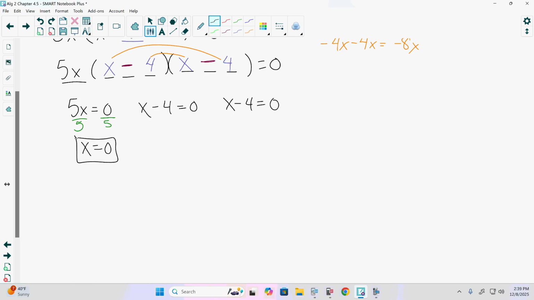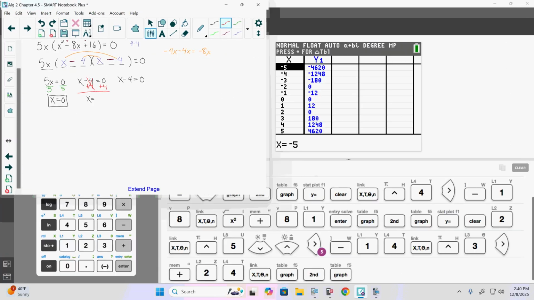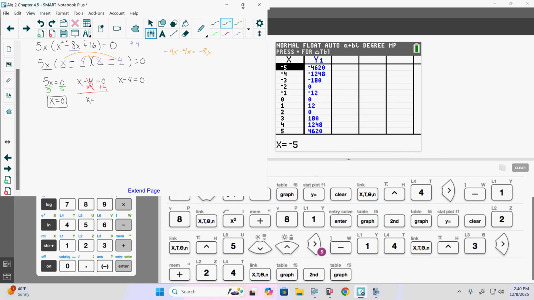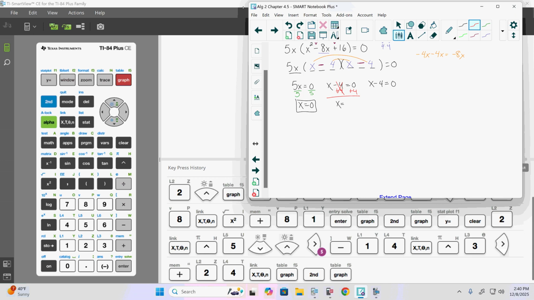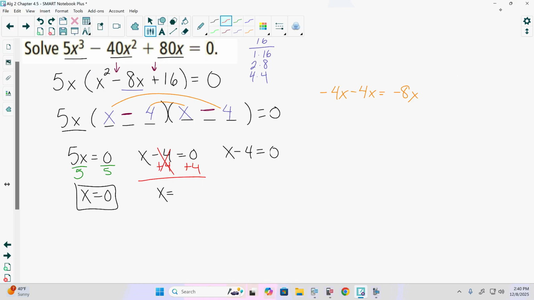Or we can divide both sides by 5. 5x divided by 5 is x. 0 divided by 5 is 0, telling us x is equal to 0. Now, to solve x minus 4, we would add 4 to both sides. On the left-hand side, x would be by itself. 0 plus 4 is 4. We simplify both sides, so we get x is equal to 4.